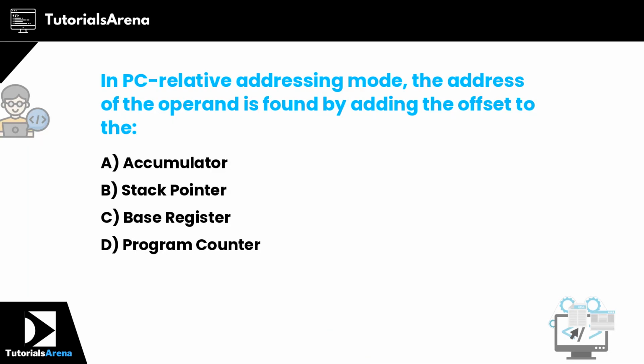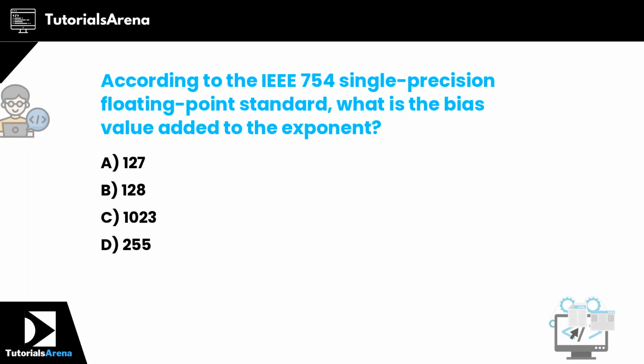In PC relative addressing mode, the address of the operand is found by adding the offset to the. The correct answer is option D, program counter. According to the IEEE 754 single precision floating point standard, what is the bias value added to the exponent? The correct answer is option A, 127.